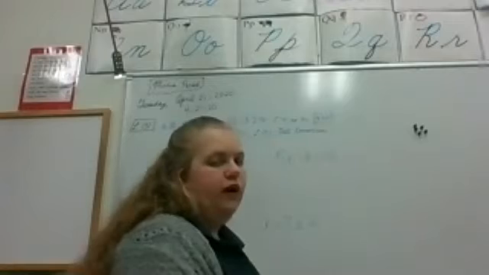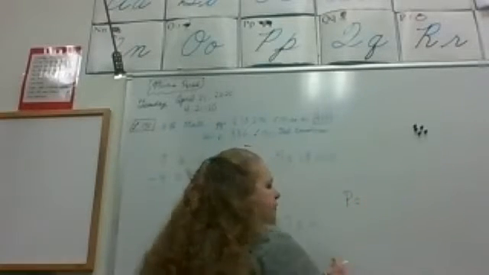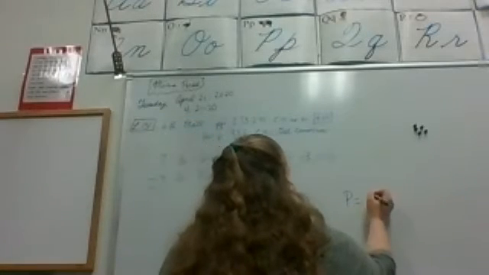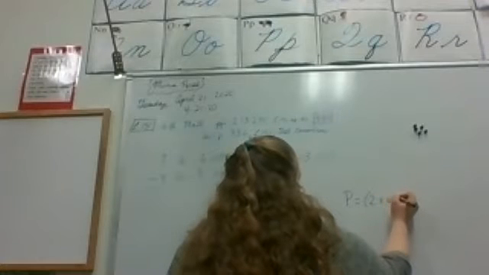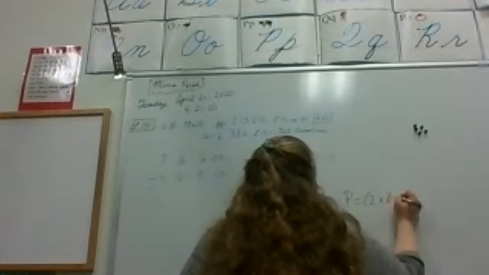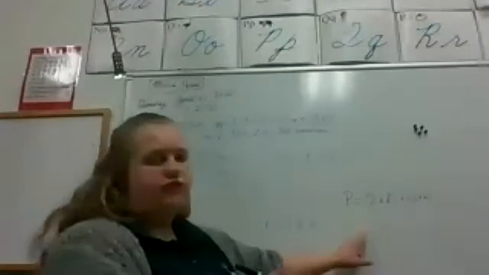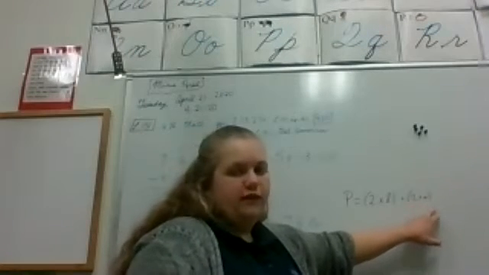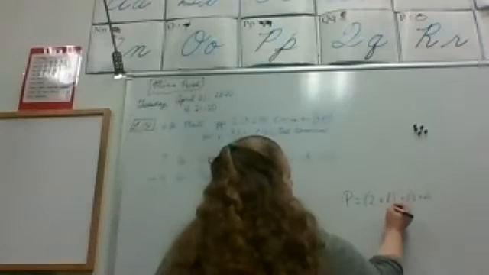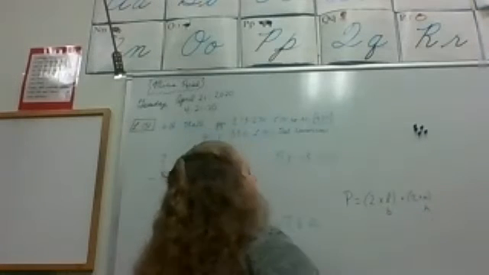One of the other ones was the perimeter of a rectangle. One of you had the right idea, but you didn't have the formula quite right. So P equals 2 times length plus 2 times width. Or if this was a parallelogram, it could have been B and H, but you still do 2 times B plus 2 times H.